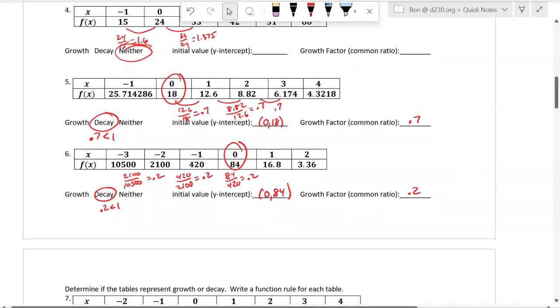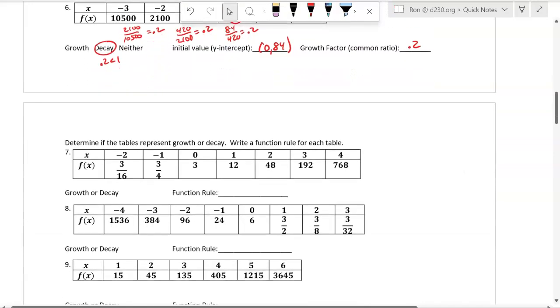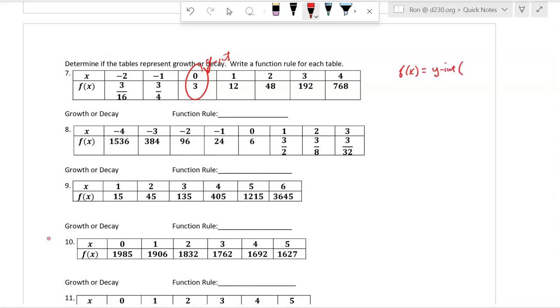These are all very important to be able to determine what the function rule would be. So let's look at number 7. Here they actually want you to write the function rule. So what I first do is I find the y-intercept. That's the first thing I do. And remember, f of x basically equals the y-intercept times your common ratio to the x power.